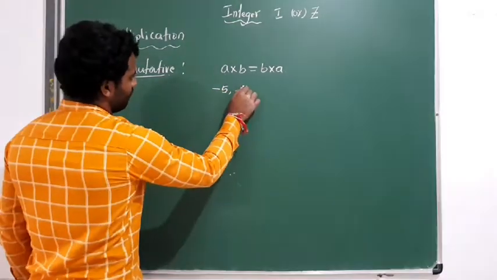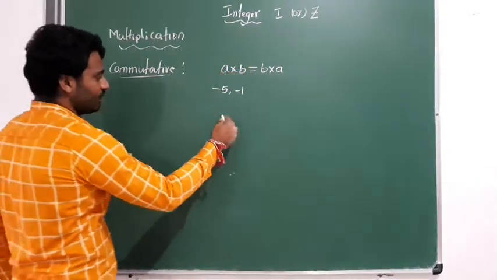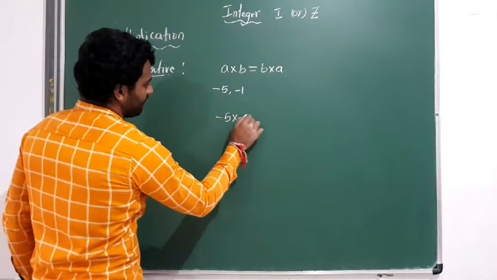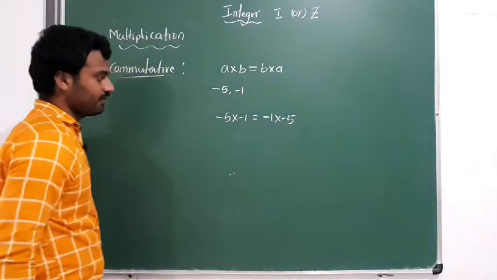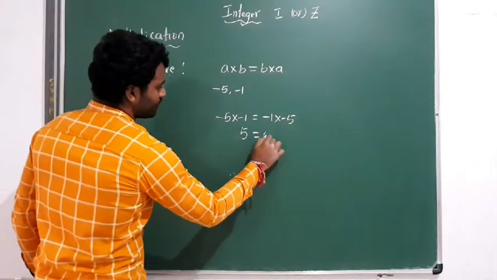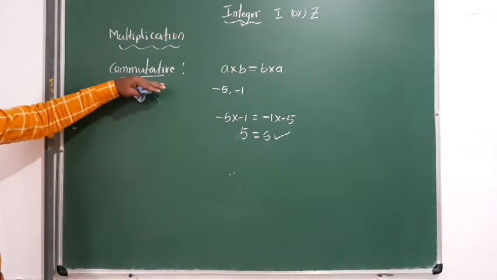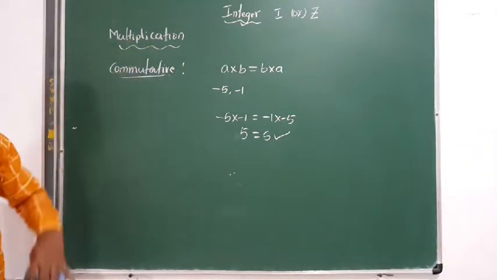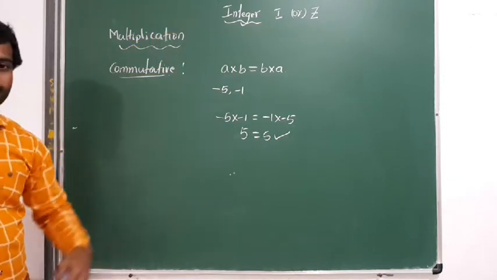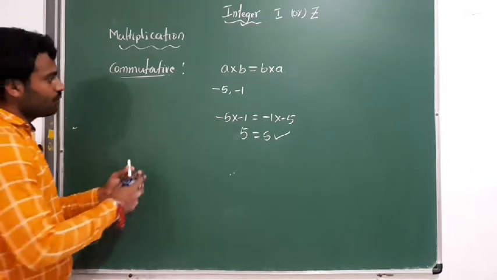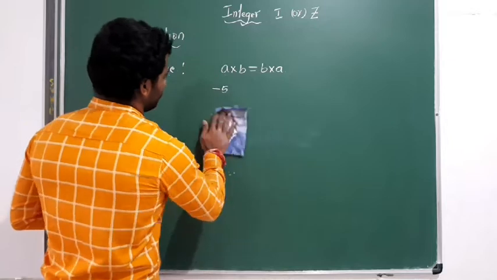So take two examples: -5 and -1 are the two numbers. Just apply it here. -5 into -1 is equal to -1 into -5. What do you get? 5 equals 5, satisfied. So commutative property is satisfied under multiplication. Then go to the next property.